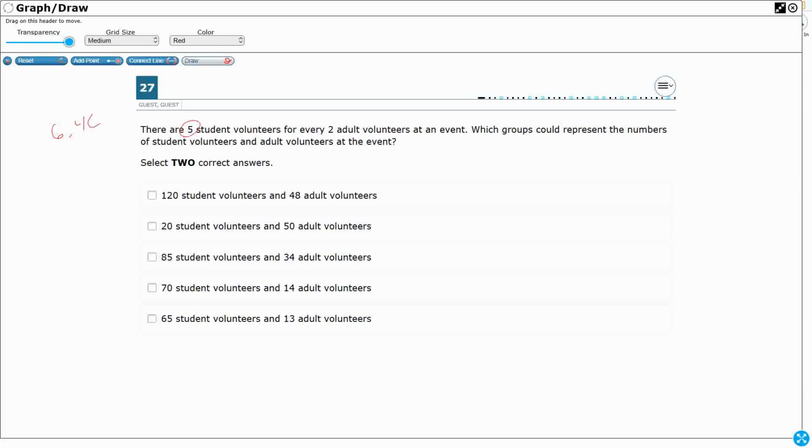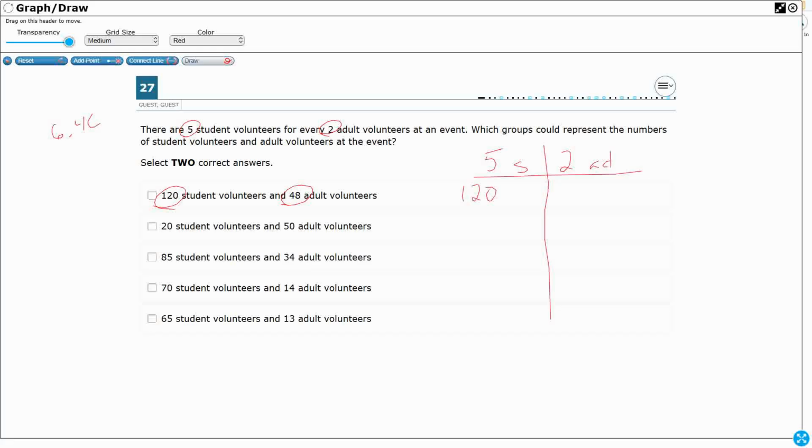So I've got 5 students for every 2 adults. Okay, so I'm just going to write this right here and make a little T-chart. 5 students for every 2 adults. Okay, so which groups could represent the number of student volunteers and adult volunteers? All right, so could I go to 120 and 48? All right, so let's see, 120.